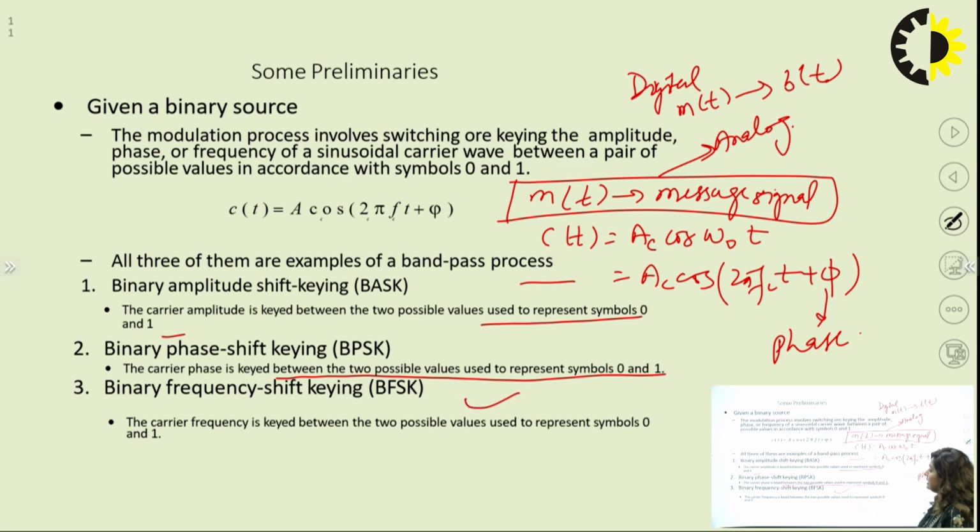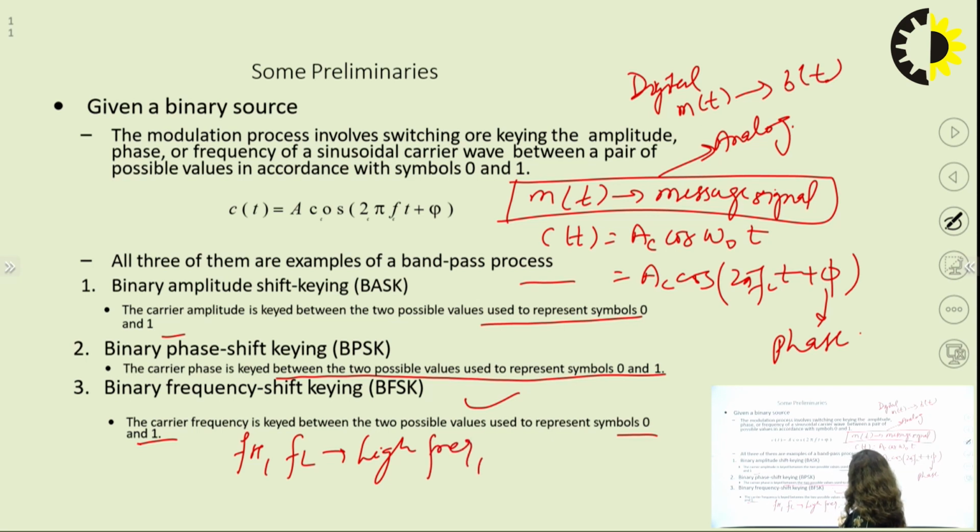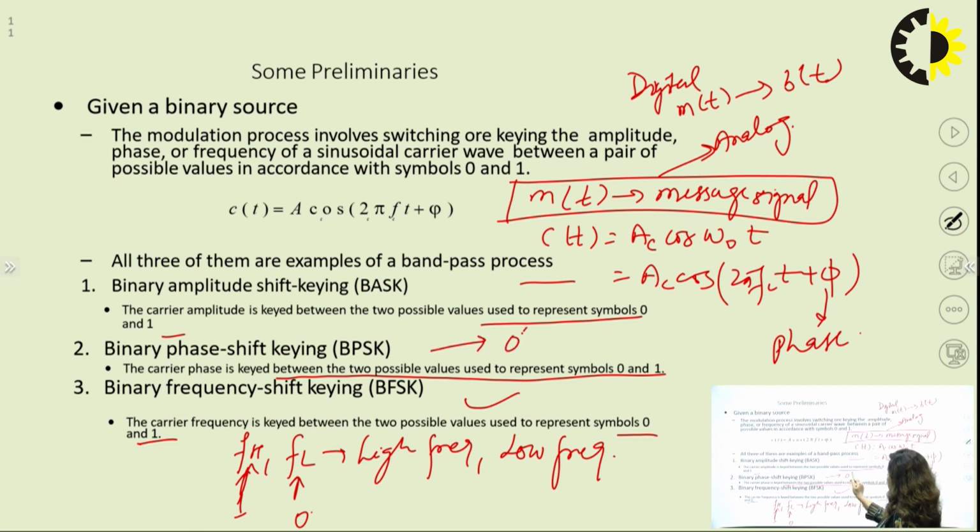The carrier frequency is keyed between two possible values used to represent symbols zeros and ones. So here there are two frequencies, high frequency and low frequency, FH and FL. For data bit 1 it is high frequency, for data bit 0 it is low frequency. In BPSK we have two phases, 0 degree and pi. So for bit 1 it is 0 degree and for bit 0 it is pi, or you can take it vice versa.